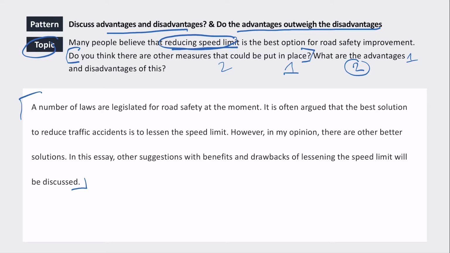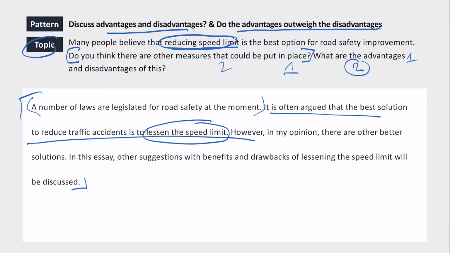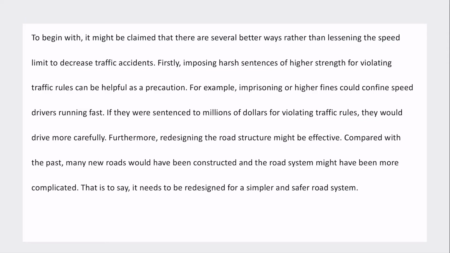Now, I think this is a really great introduction, okay? They have a little background information sentence, okay? They've set up the argument, okay? They've paraphrased what's in the question, okay? Then they've given the counterpoint. They've given me their clear thesis statement, what they believe, okay? And then they've summarized it. So I think this is a really great introduction, okay? Nice job. Ooh, a nice chunky body one.